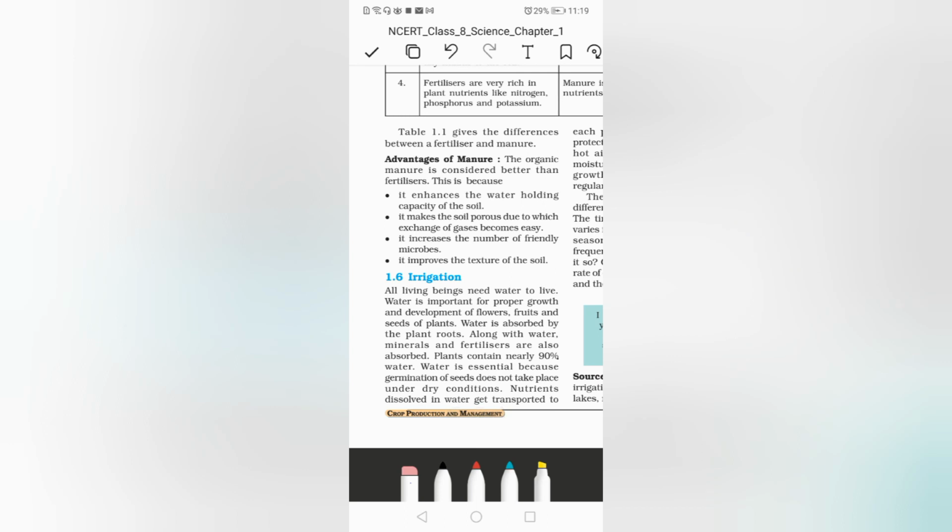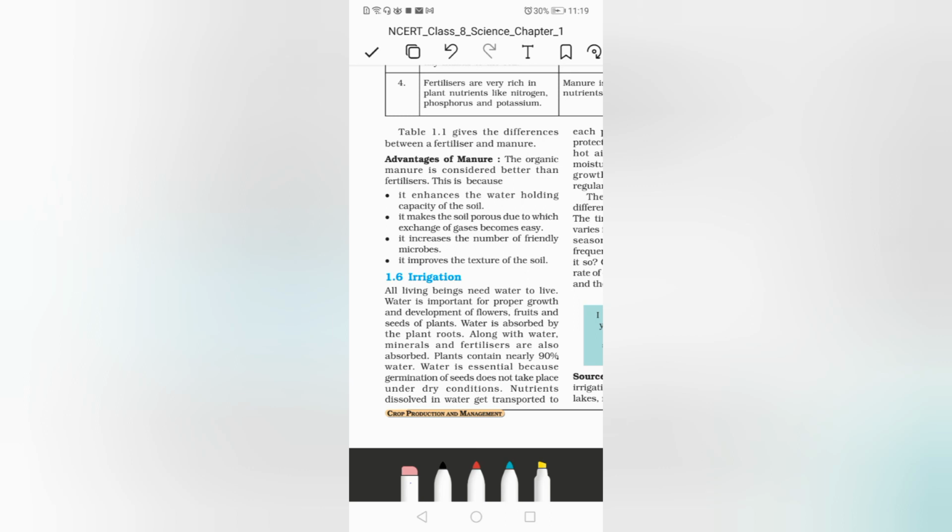the organic manure is considered better than fertilizers. This is because it enhances the water holding capacity of the soil. I discussed this earlier. It makes the soil porous, due to which exchange of gases becomes easy. That means it makes the soil airy, and the exchange of gases becomes easy. It increases the number of friendly microbes.